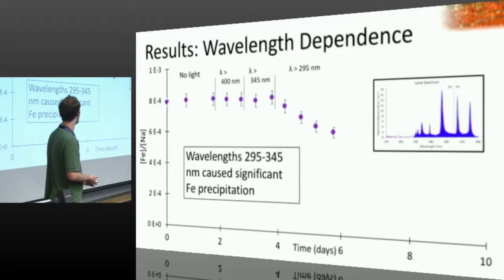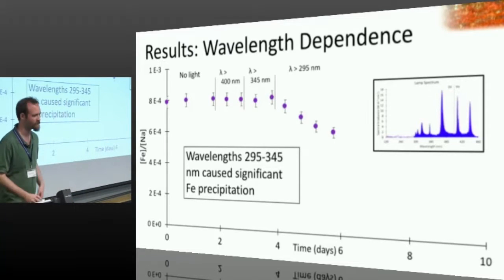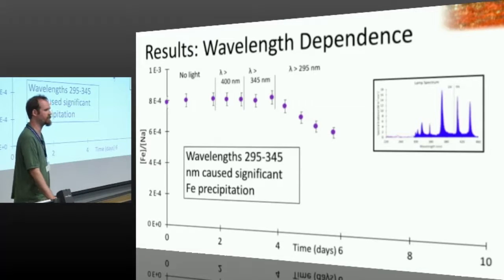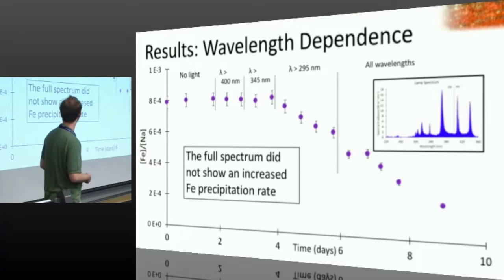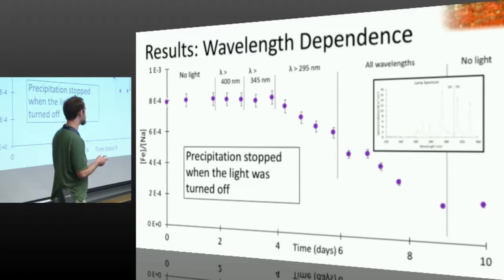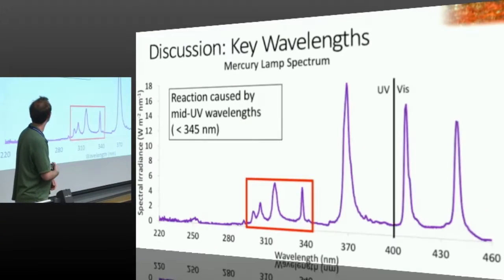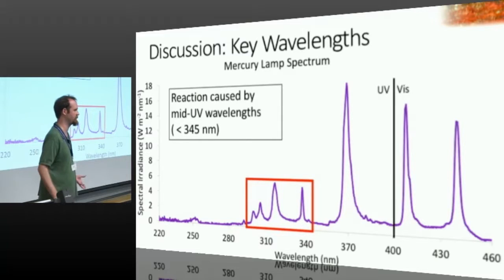And then, boom, 295 to 345 nanometers caused significant iron precipitation in a couple days. And then the full spectrum didn't actually show an increased rate. Precipitation also stopped when the light was turned off, just to make sure. So I can conclude that mid-UV, so 345 nanometers or so, is what's causing this reaction.